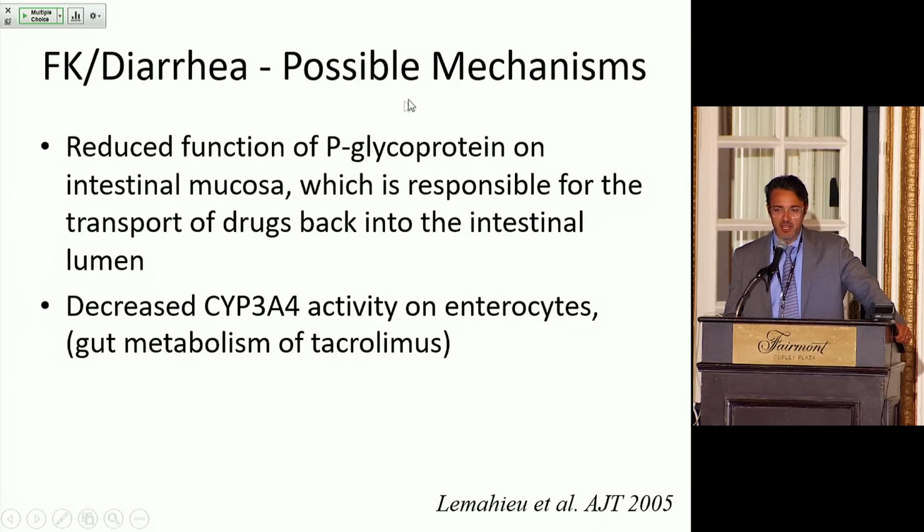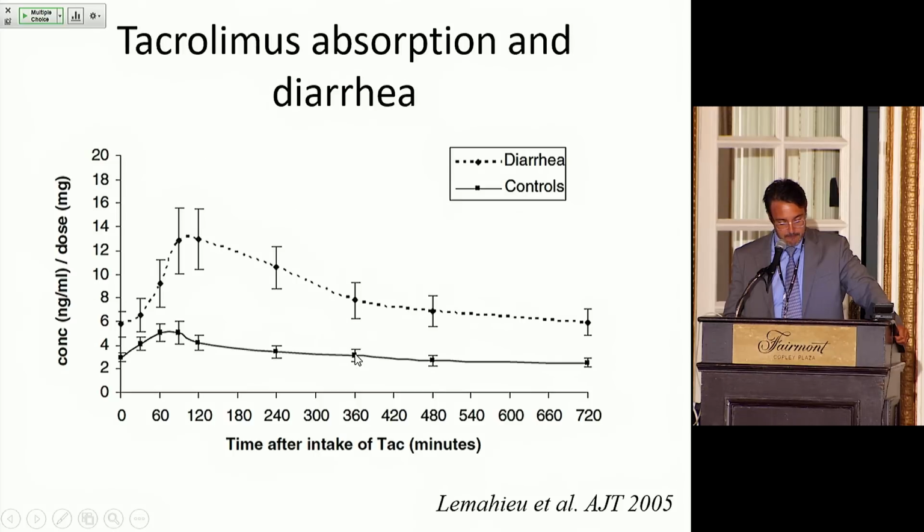So why does FK in diarrhea have this opposite effect? The reason is that there's a lot of metabolism that happens in the mucosa of the gut. This is driven by what we call P-glycoprotein, which transports the tacrolimus back to the lumen of the GI tract. So when you have inflammation in the intestine, suddenly you don't have that transport back to the intestinal tract, so you get greater absorption overall. And there's also some inhibition of the CYP3A4 activity on the enterocytes that can also influence this.